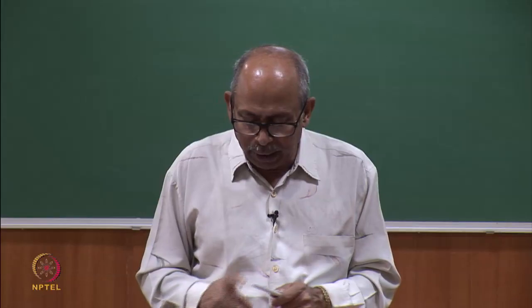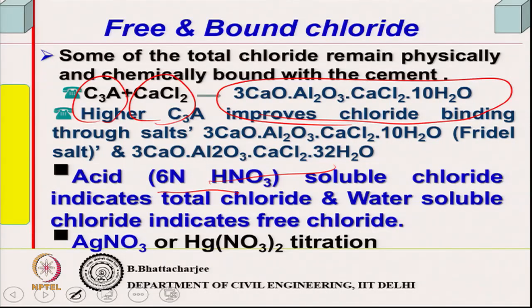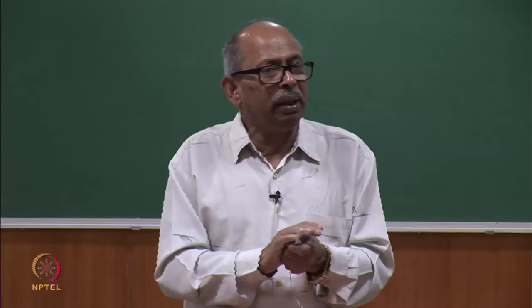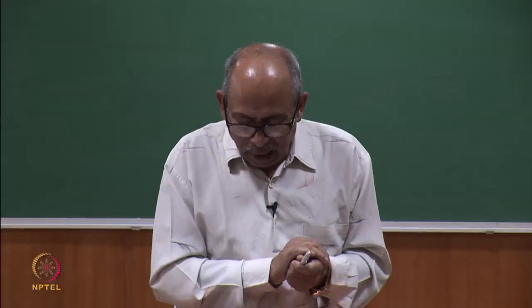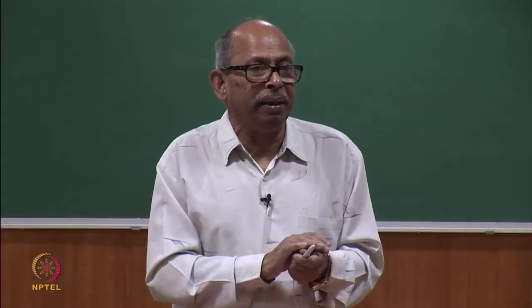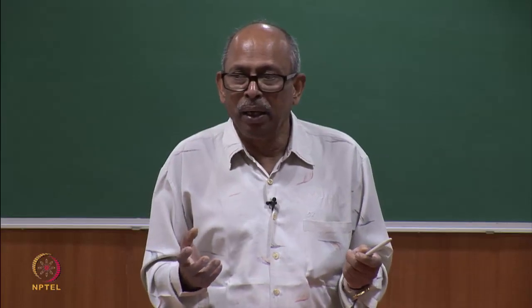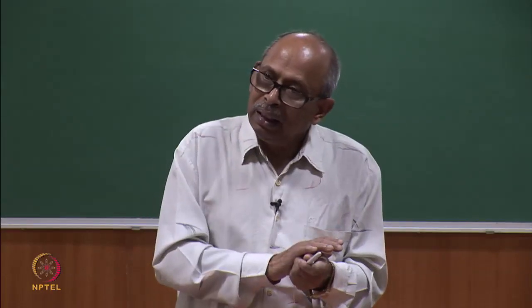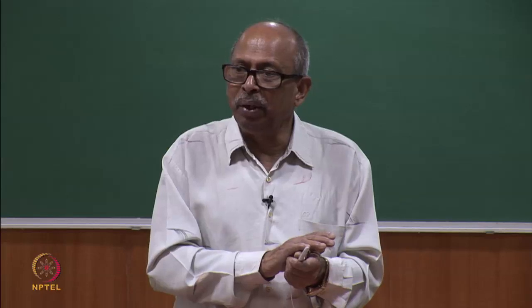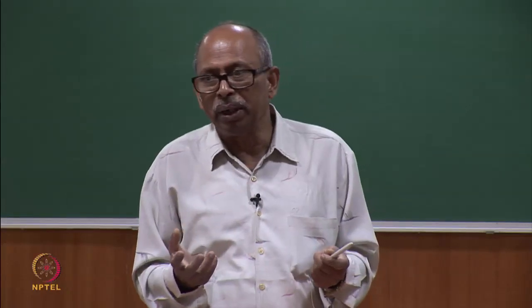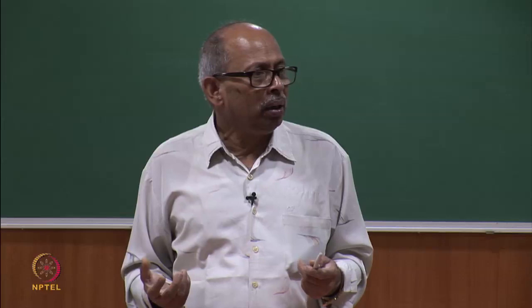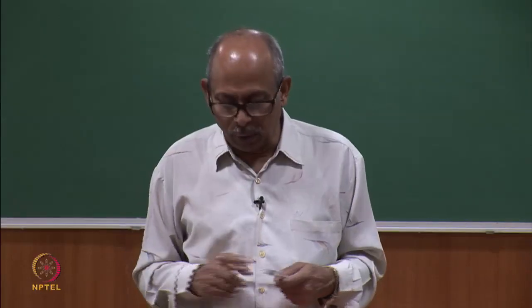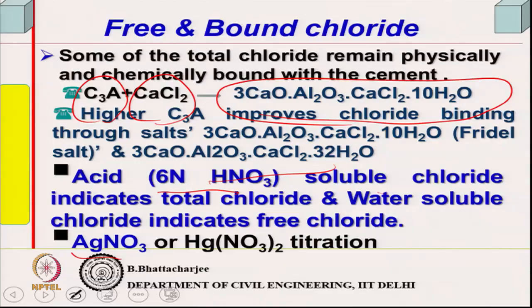Therefore, this is 6 normal nitric acid soluble chloride. You grind the concrete, dissolve it in nitric acid and then you titrate, then you find total chloride. You dissolve it in water, boil it actually for half an hour, then you find out the chloride content by titration, which you call free chloride or water soluble chloride. Then titrate with silver nitrate or mercury nitrate.